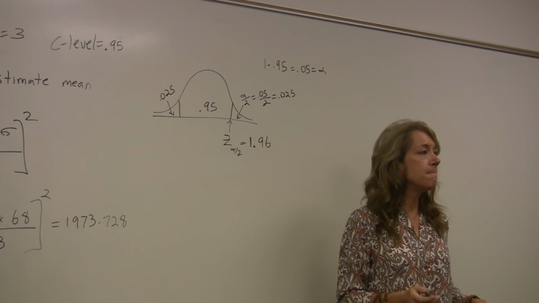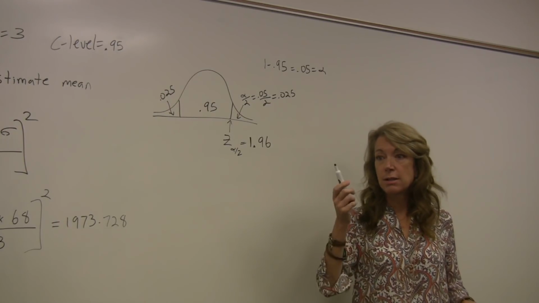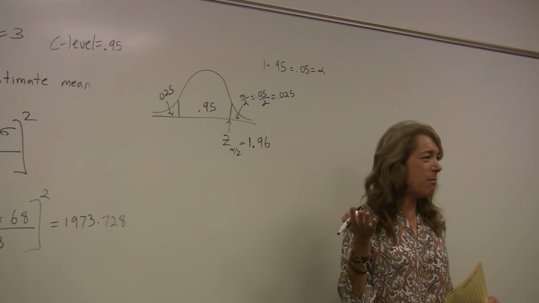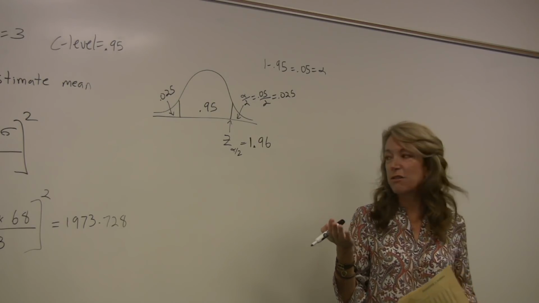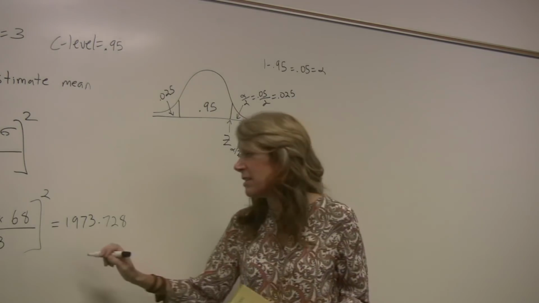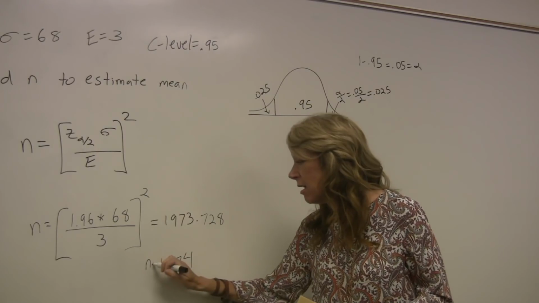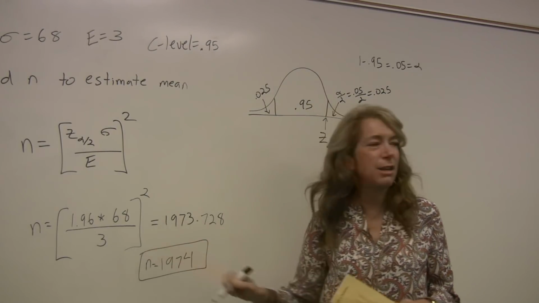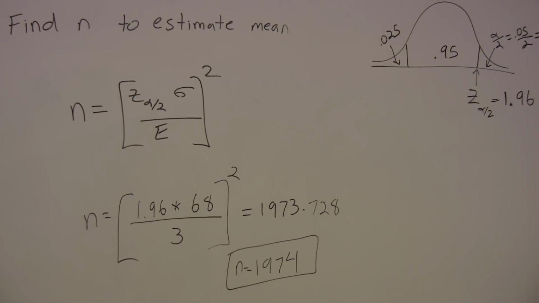Is this my answer? Why not? We need a whole number. I need a whole number. We're talking about how many adults to go survey. I'm trying to survey some adults. How many adults should I go survey? Always round up, because this is a minimum. So I have to go survey 1,974 adults. So n equals, so we're looking for the sample size.